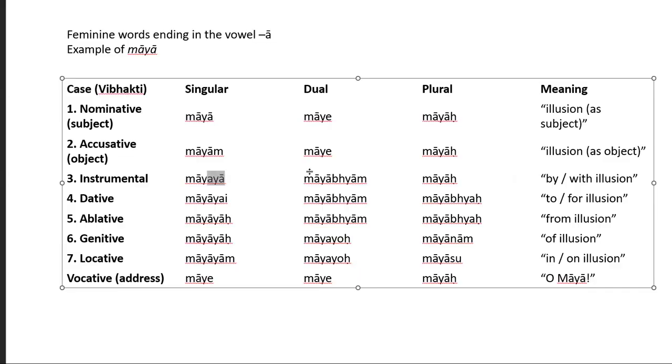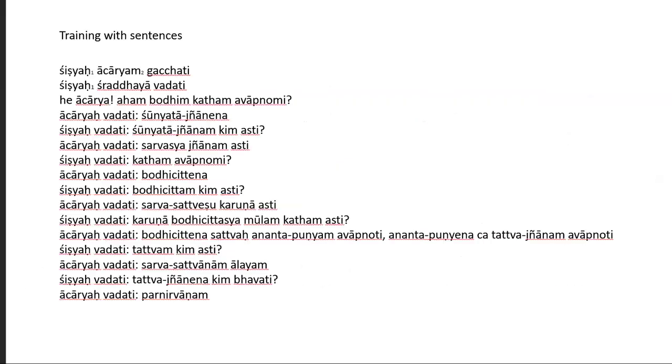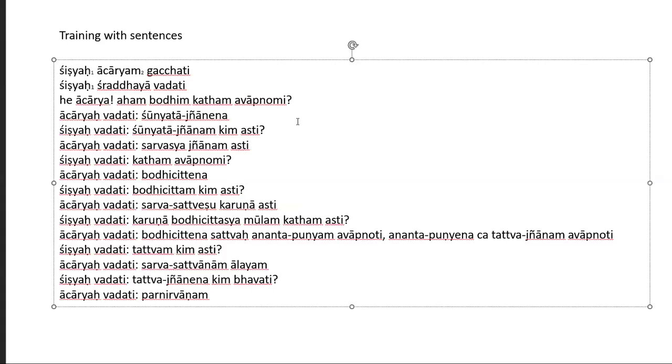Mayaya. Look at the ending. And please remember, this never changes. Once you know one R ending word, 100 or 200 or 300,000 words in Sanskrit end in the same way. It's not like in French. It's identical. So now we go to our sentence, Shraddhaya.